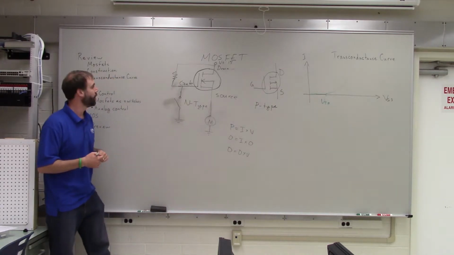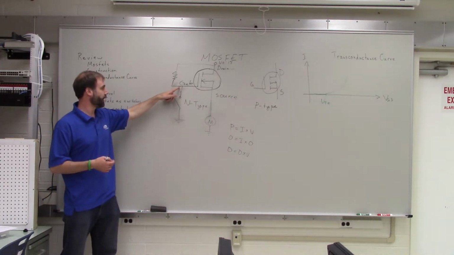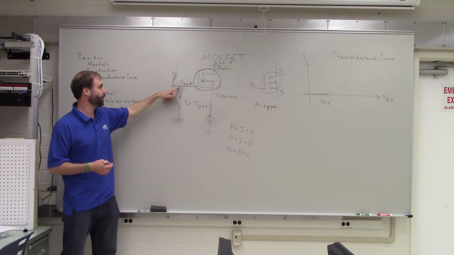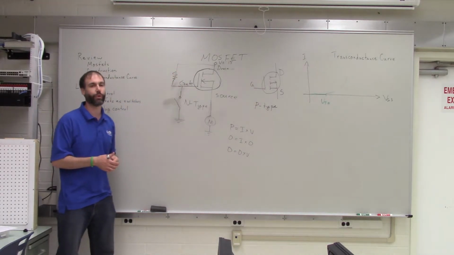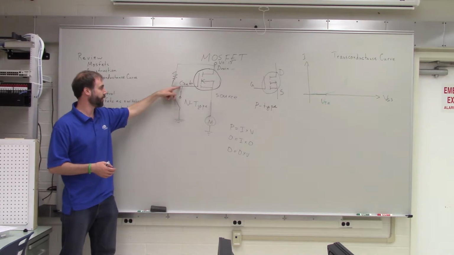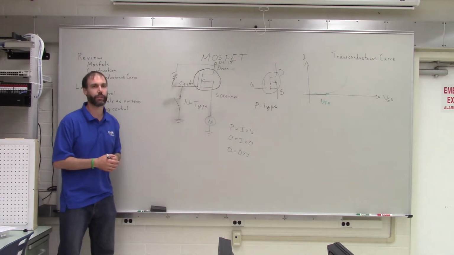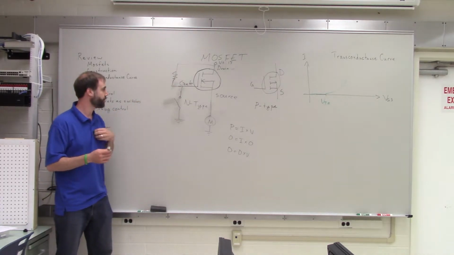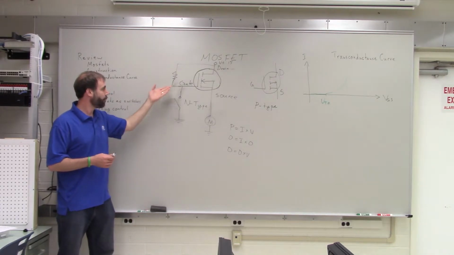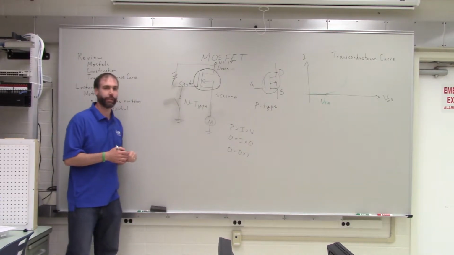Okay? So if it's a resistor going between a pin and the positive voltage, it's called a pull-up resistor. If it goes between a pin and a ground, it's called a pull-down resistor. And MOSFETs really are very sensitive to this stuff.